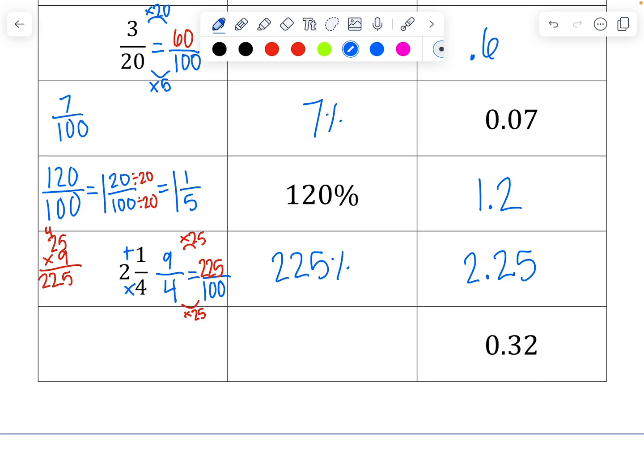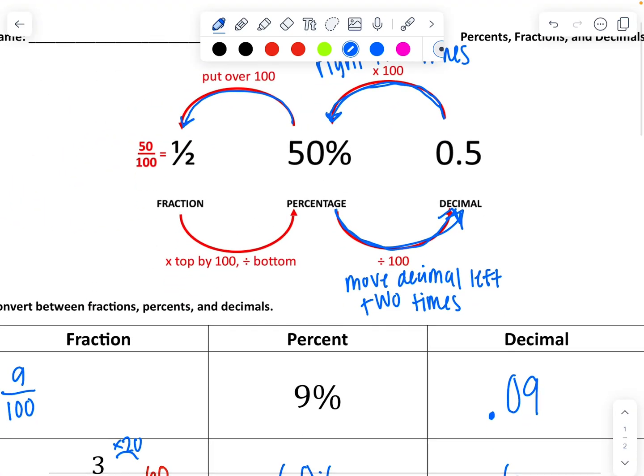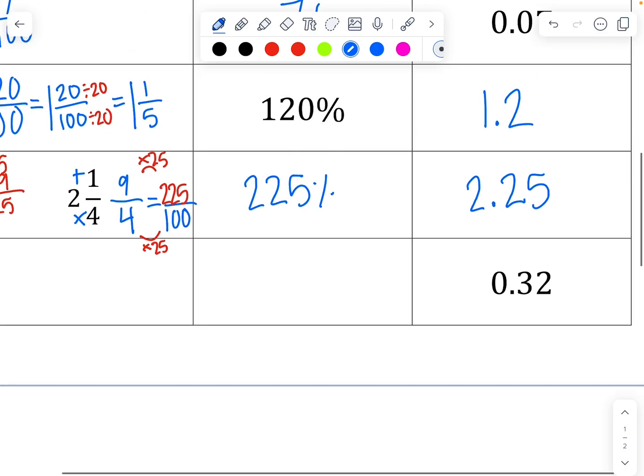Okay. So to go from a decimal to a percent, go up here, and it says move your decimal right 2 times. So it starts here, and I go 1, 2. So it would be 32%.